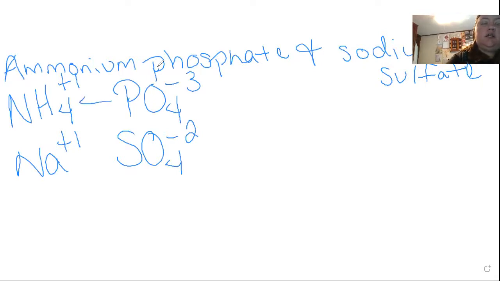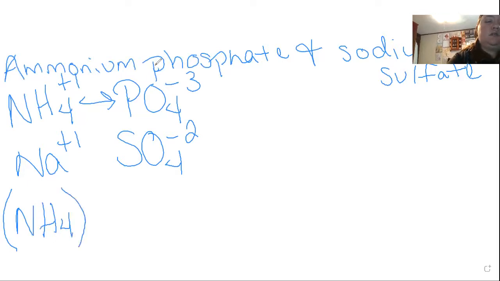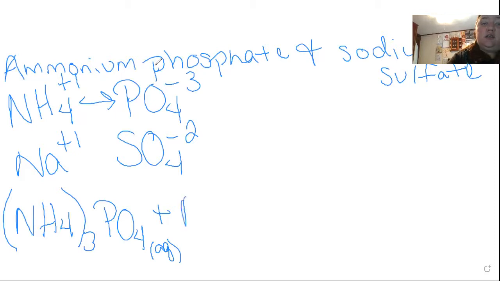So go straight across for the reactants. So NH4 plus 1 with PO4 minus 3. You need parentheses around the NH4. It's going to be 3 chunks of NH4 and then PO4. And your reactants are always aqueous in aqueous precipitation reactions. And then the sodium sulfate is Na2SO4, aqueous.